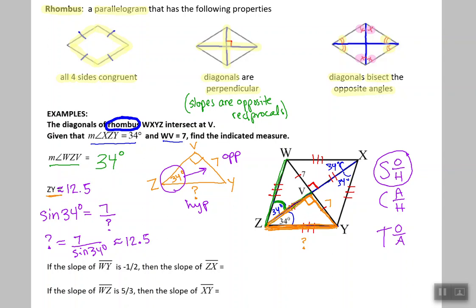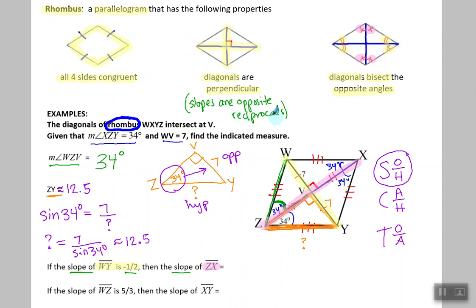Let's talk about slope now. If the slope of segment WY is negative 1/2, then the slope of segment ZX is what? Well, WY is this diagonal right here, and ZX, here let's highlight that, WY is this diagonal, that has a slope of negative 1/2, and segment ZX is this diagonal. They are intersecting each other at a right angle, so they are perpendicular.